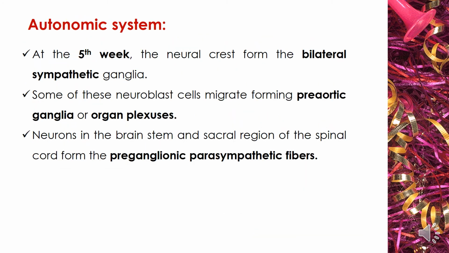Now, the autonomic system. At the fifth week, the neural crest forms the bilateral sympathetic ganglia. Some of these neuroblast cells migrate, forming the pre-aortic ganglia and the organ plexuses.